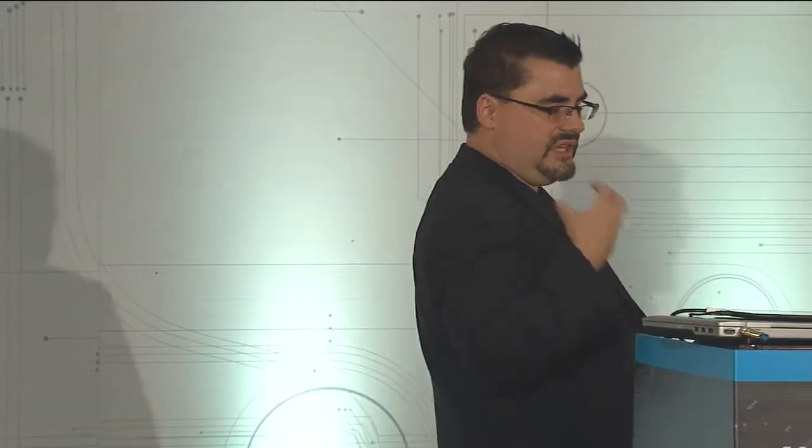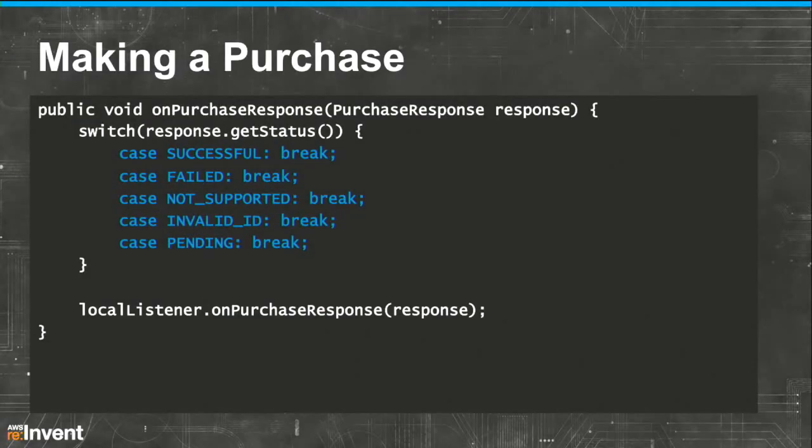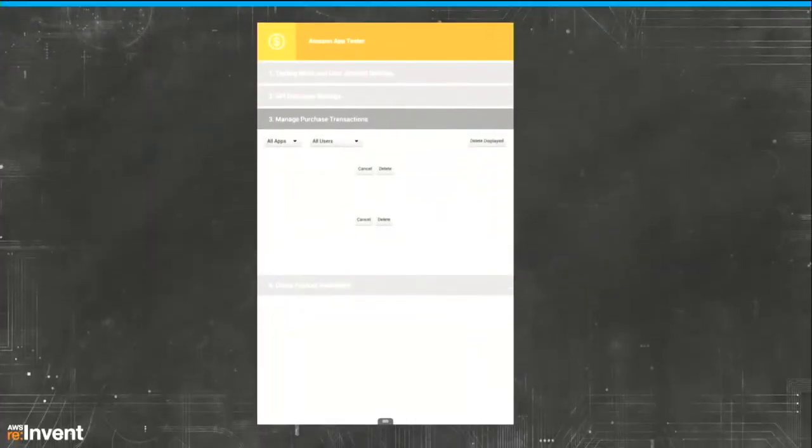We'll actually bring up the interface. We'll let them purchase it. When they're using the Amazon App Store, they're already logged in with their Amazon credentials, and it'll be a seamless purchasing experience. And then you're going to get a response back with these different types. So I can do successful, failed, not supported, invalid ID, or pending. And you can also log that type of stuff too if you want to see how your transactions are going. Now, this is the App Tester program.